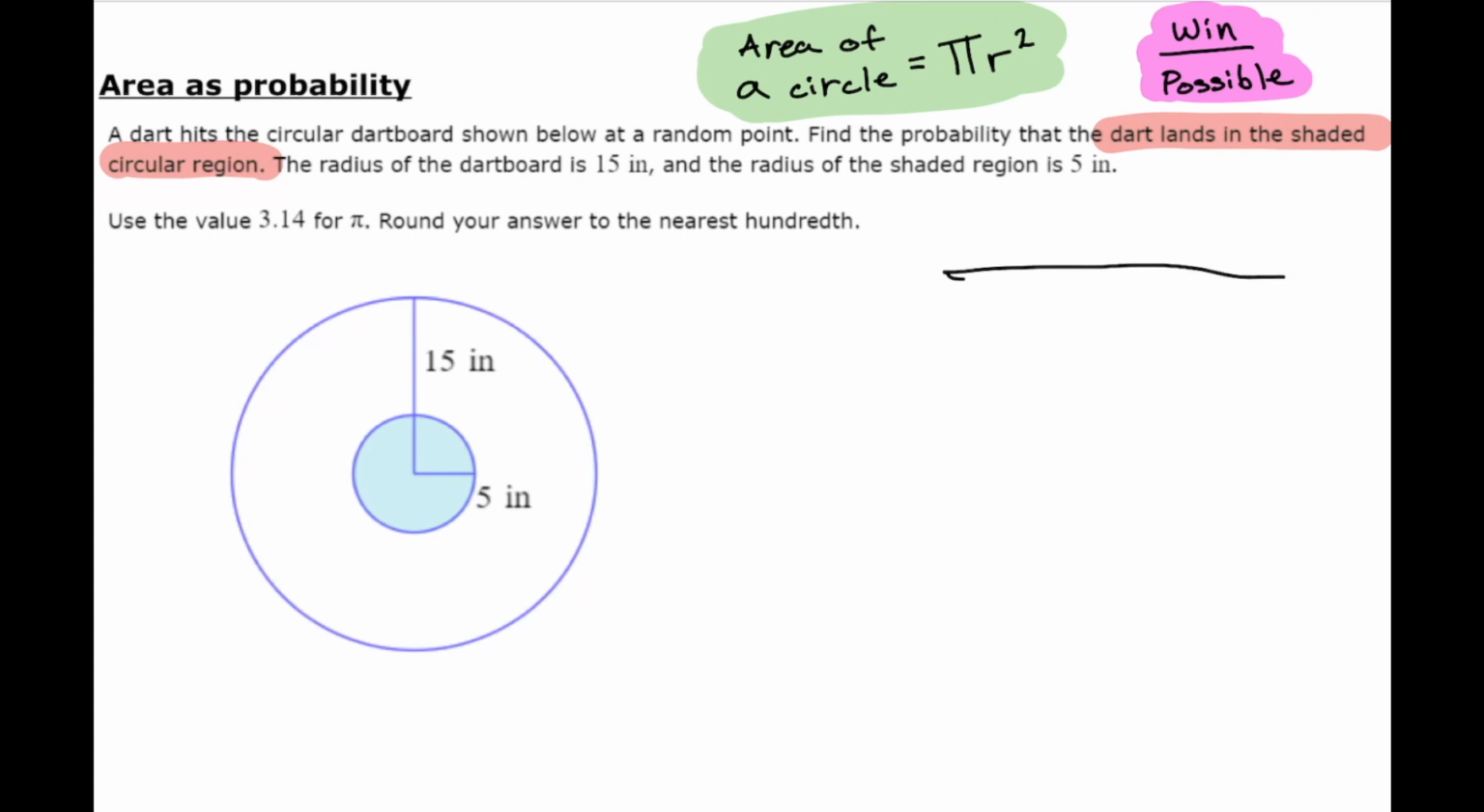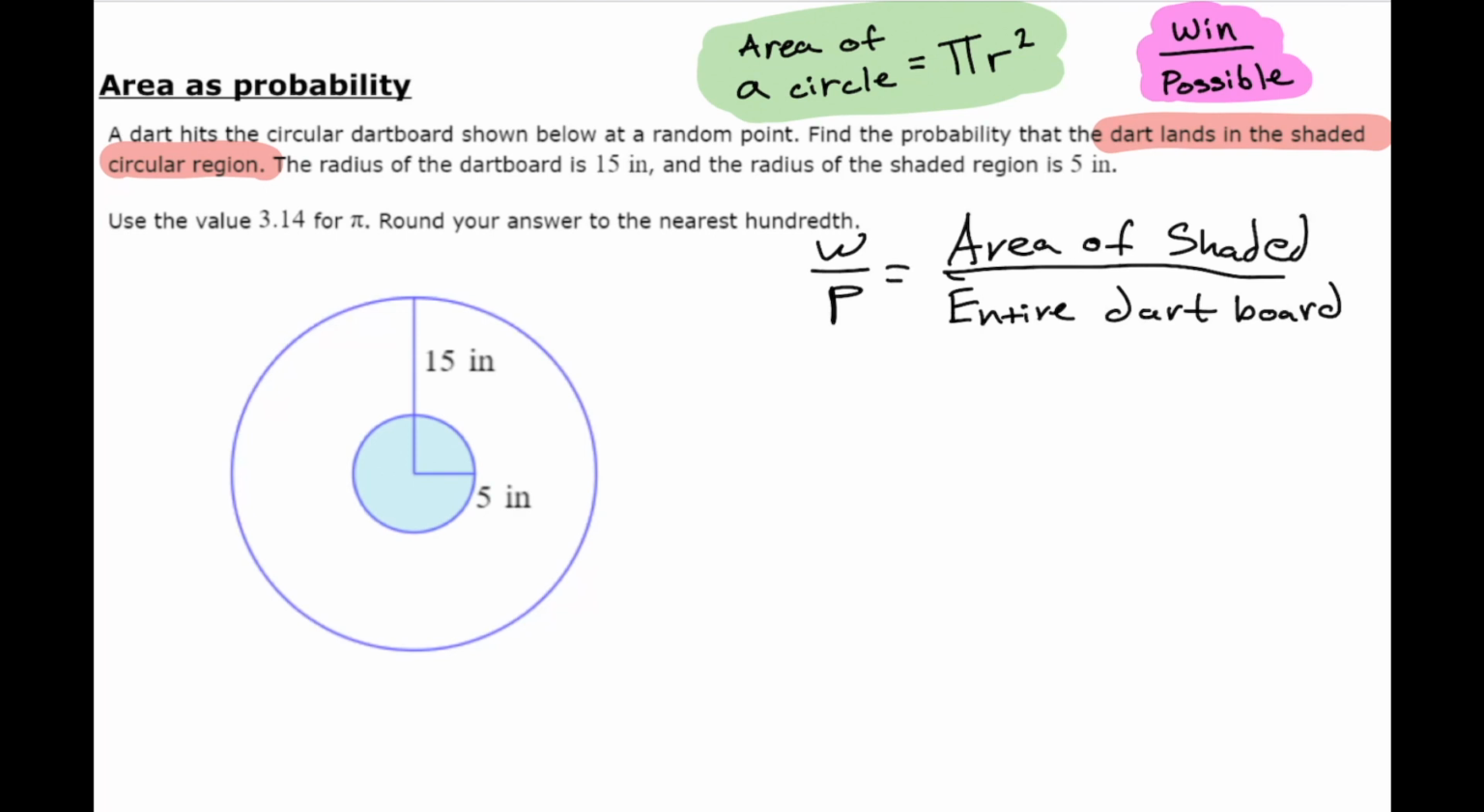So I'm going to write area of shaded as my win. What is it possible to hit? Well, it's possible to hit anywhere on the dartboard at all. So I'm going to put entire dartboard as my possible on my fraction. So this again is win over possible, W over P. That's the same thing, win over possible. But that's how I'm going to write it out this time, so we can look at that a little bit more in terms of the problem.